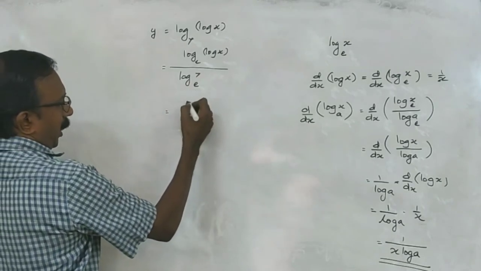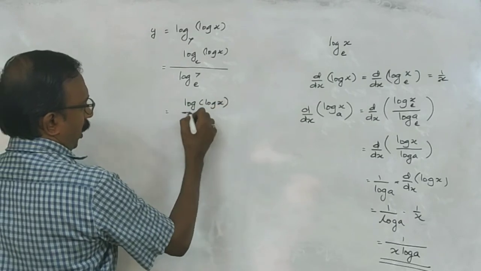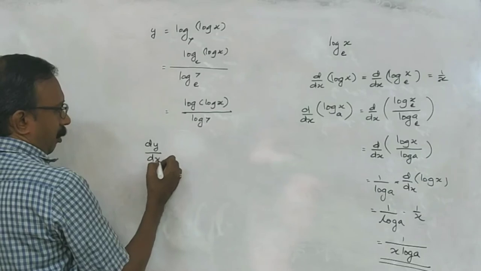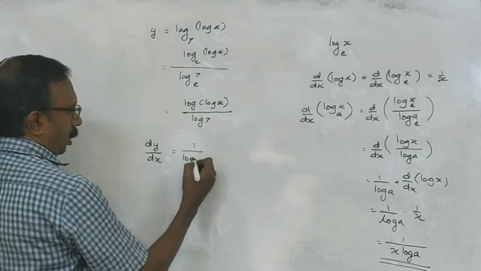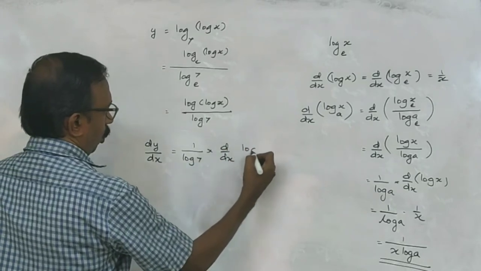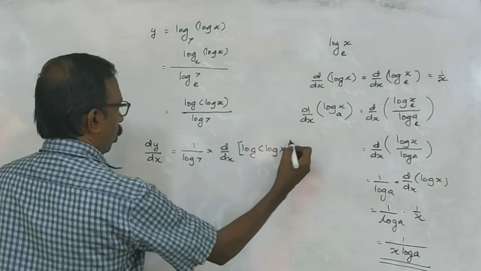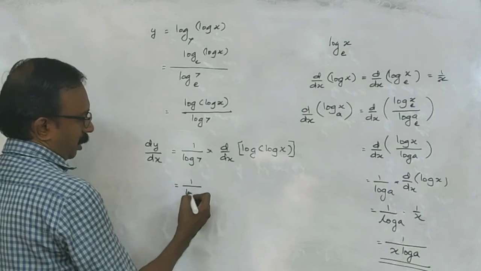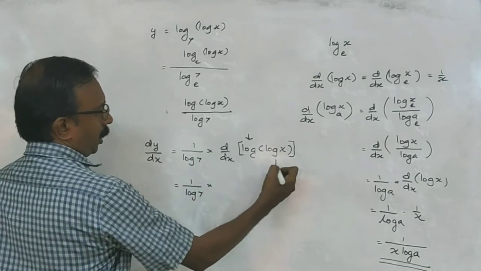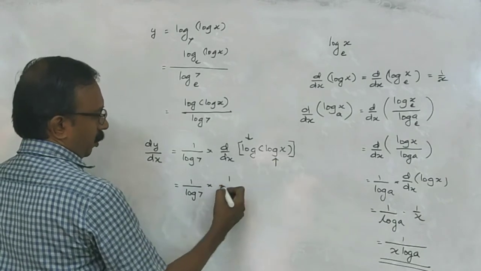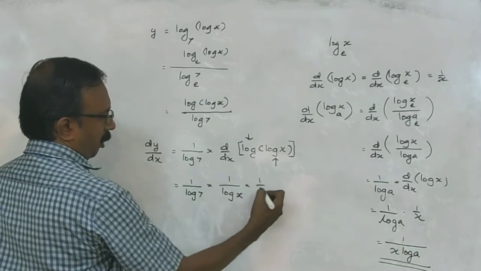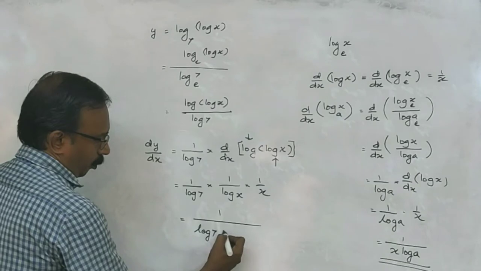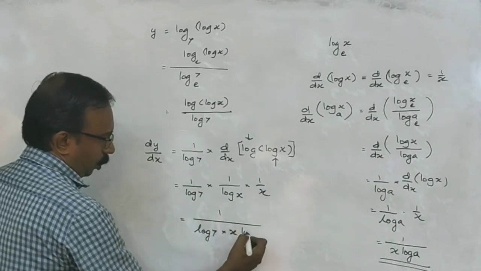Now again log x divided by log 7, base e is understood. Now find dy by dx. dy by dx: log 7 is a constant, so 1 by log 7 into d by dx of log x. Log of log x is a function of a function form. So 1 by log 7 is a constant. Outer function and inner function. Here the derivative of log of log x is 1 by log x, and the derivative of log x is 1 by x. So the answer is 1 divided by log 7 into x into log x.